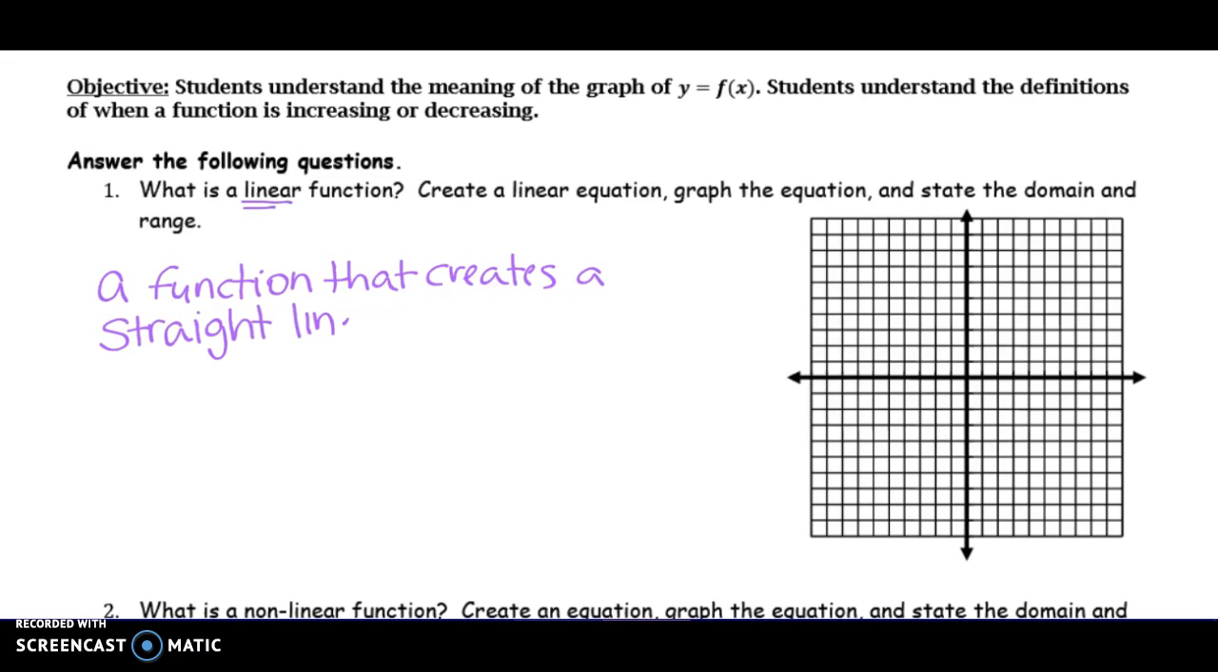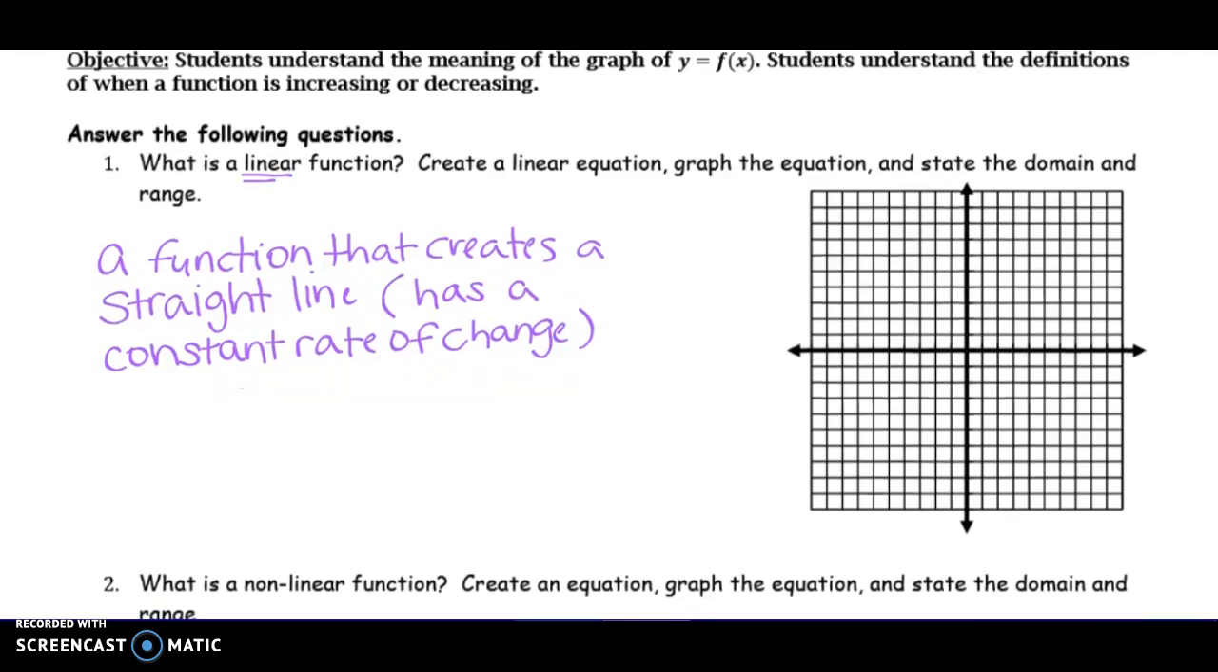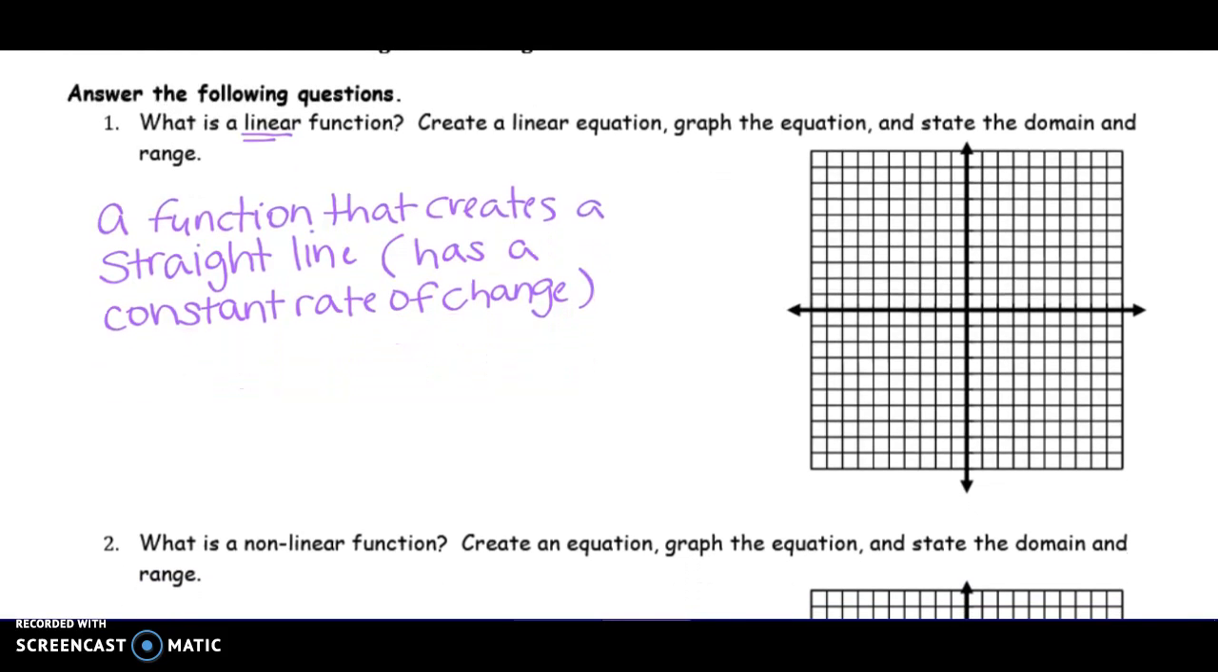The reason that it creates a straight line is because it has a constant rate of change. That is what is special about a linear function. That phrase, constant rate of change, is going to continue to come up for lines and linear functions. It's good to learn it now.